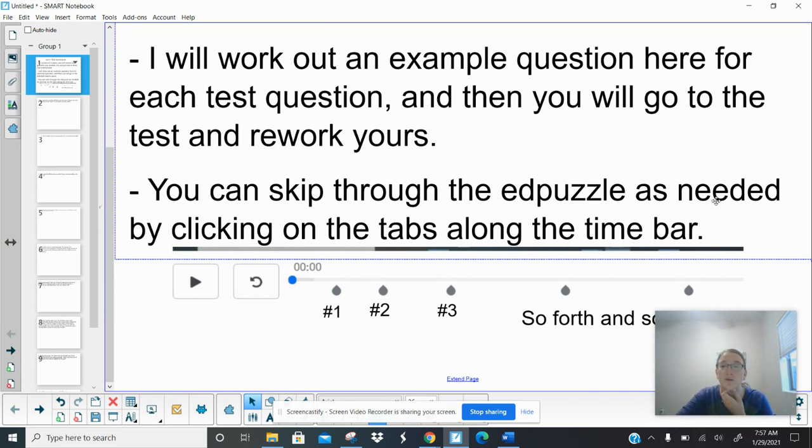So you can skip through the EdPuzzle as needed by clicking on the little tabs along the time bar. So these little tabs down here, again, I'm going to make this a skippable EdPuzzle. So this first tab will be number 1. If you're looking along the time bar right now and you need to correct number 1, you can click there. If you only need to correct number 10, that'll be the very last one. So just count 1, 2, 3, 4, 5. Oh, hey, I need to correct number 5. You can click the 5th tab there, and it'll take you to that question.